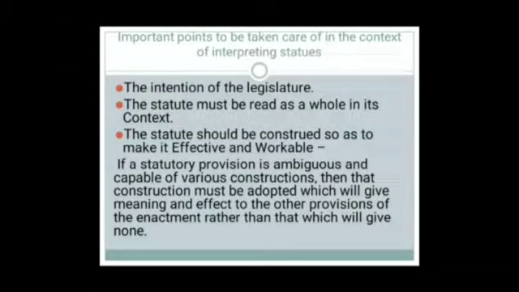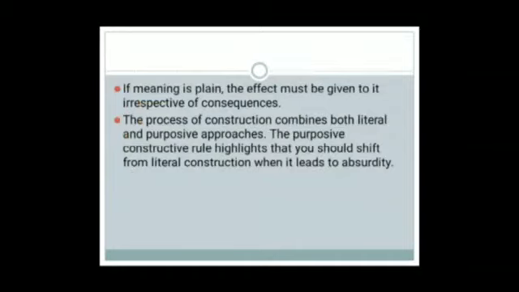The statute must be read as a whole in its context, and the statute should be construed so as to make it effective and workable. Then, if the meaning is plain, effect must be given to it irrespective of consequences. The process of construction combines both the literal and the purposive approach. The purposive construction rules highlight that you should shift from literal construction when it leads to absurdity.